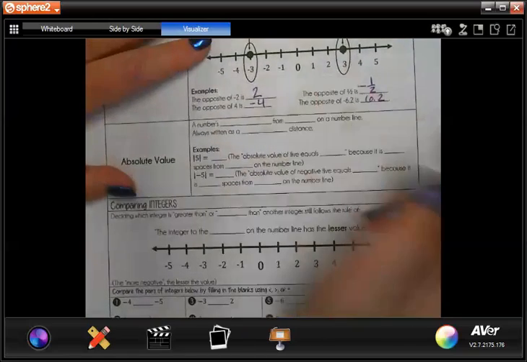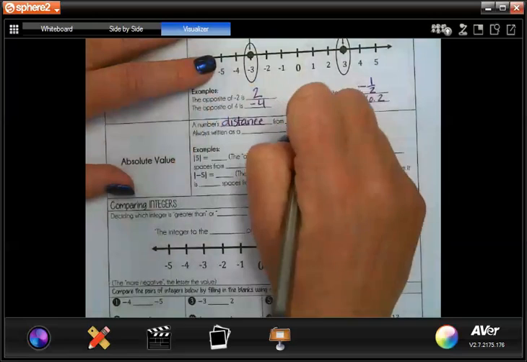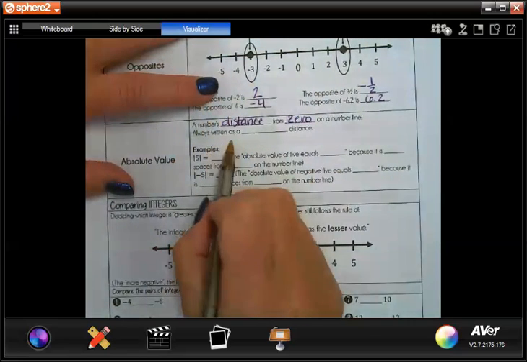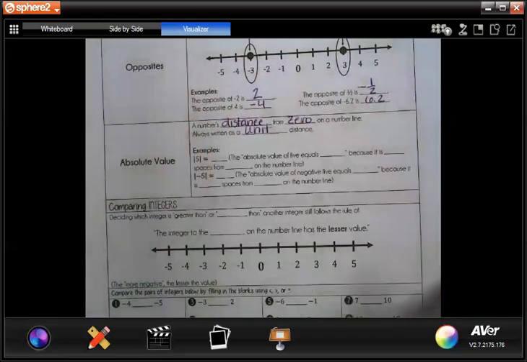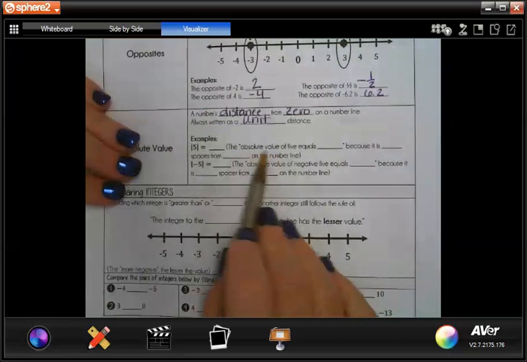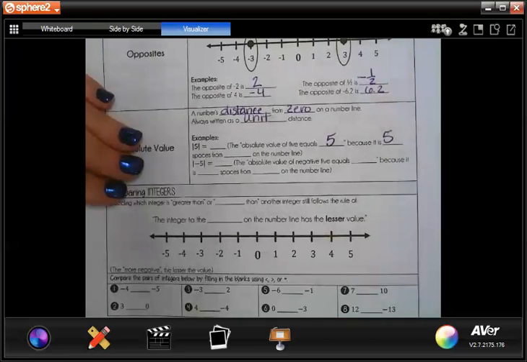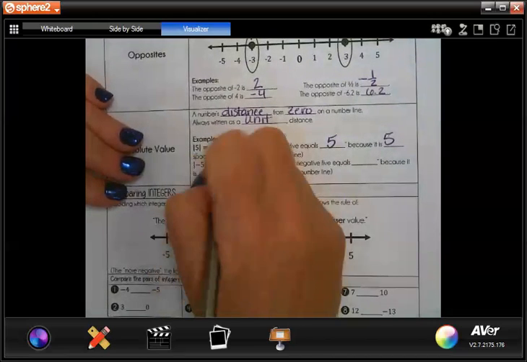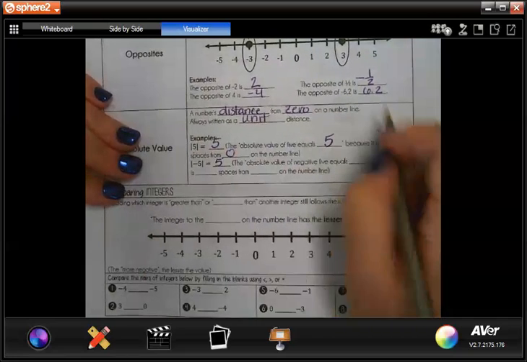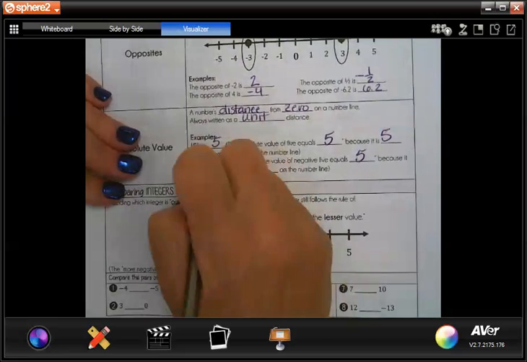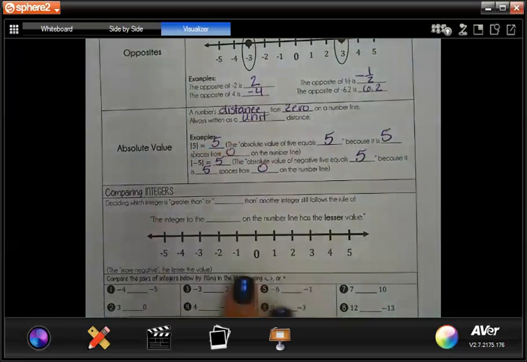So in numbers, it's the distance from 0 on a number line, always written as a unit distance. Okay, so the absolute value of 5 equals 5 because it's 5 spaces from 0 on the number line. The absolute value of -5 is also 5 because it is 5 spaces from 0 on the number line. Okay. All right. So that's absolute value.